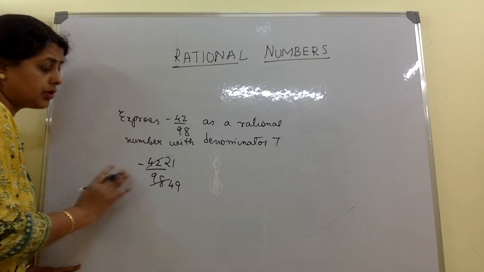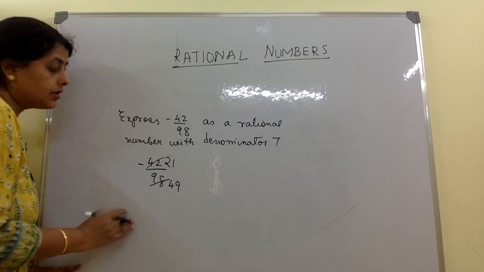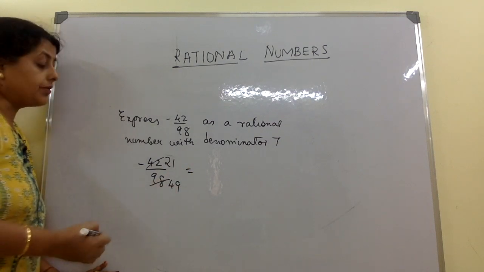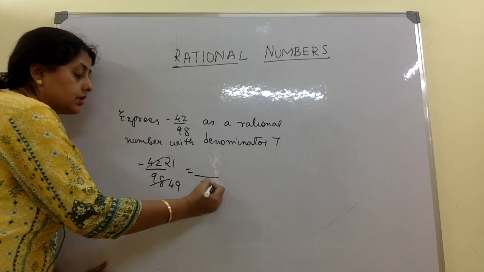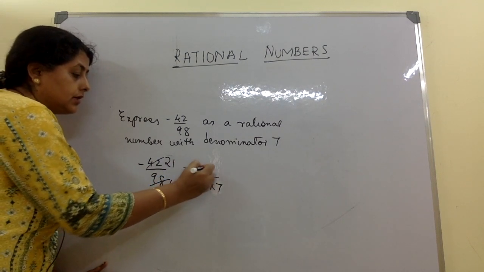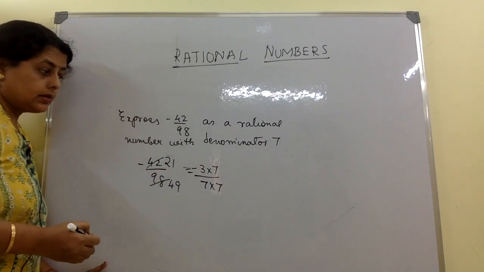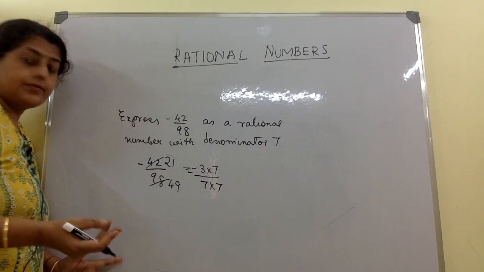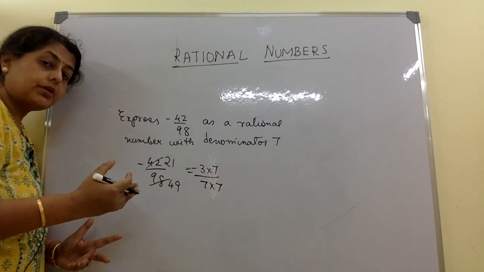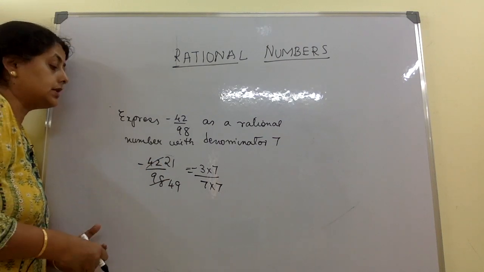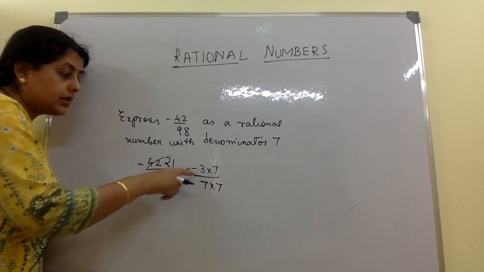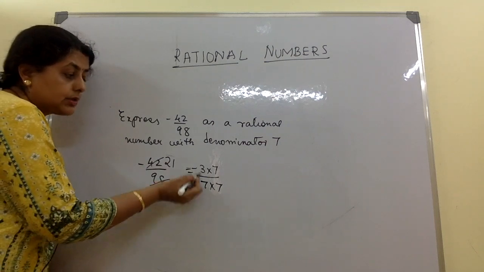Now here I want the denominator to be 7. If I want the denominator to be 7, I can do one thing. I can split this further, 49 into 7 into 7, and 21 into 3 into 7. Yes. Now look here. How can I get the denominator 7? If you do the sum correctly, you will definitely reach the answer easily. After reducing, I am splitting them into factors, and now I can almost see the answer.